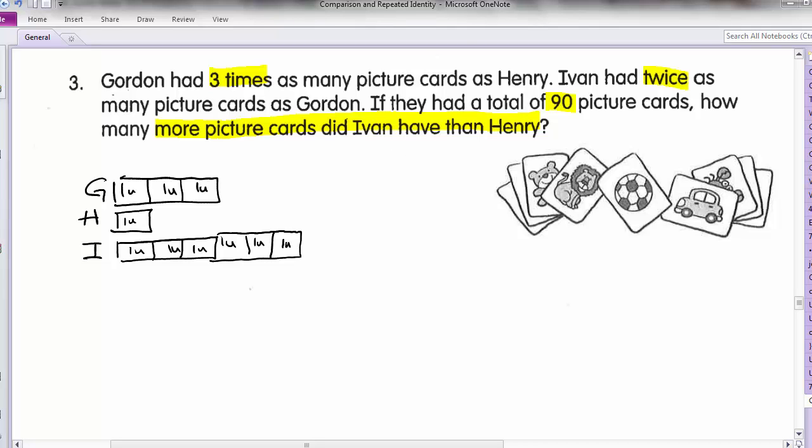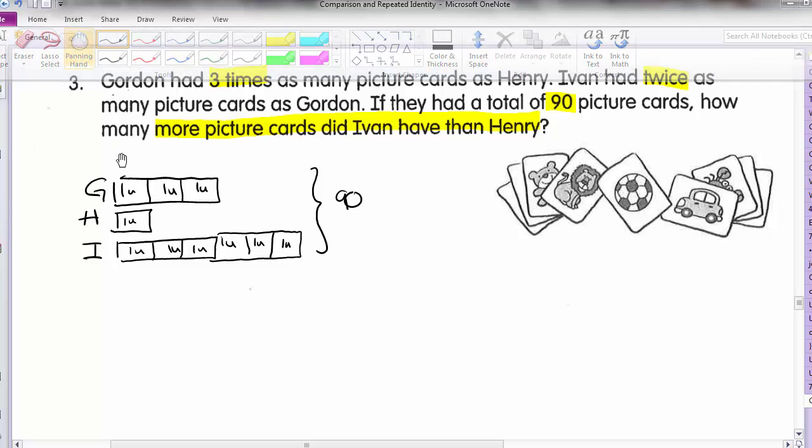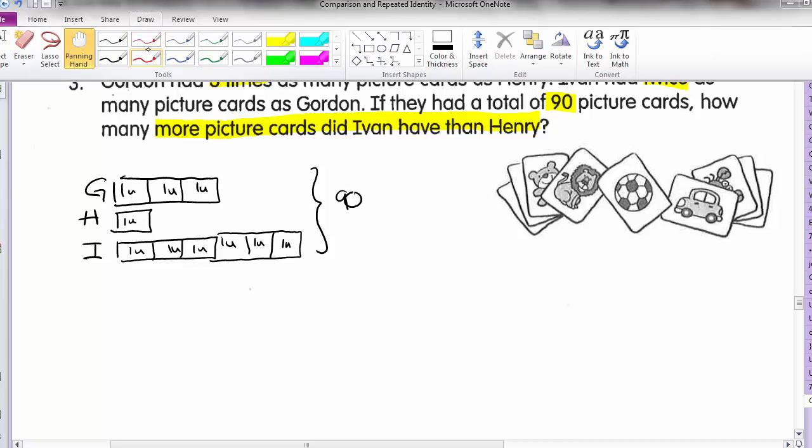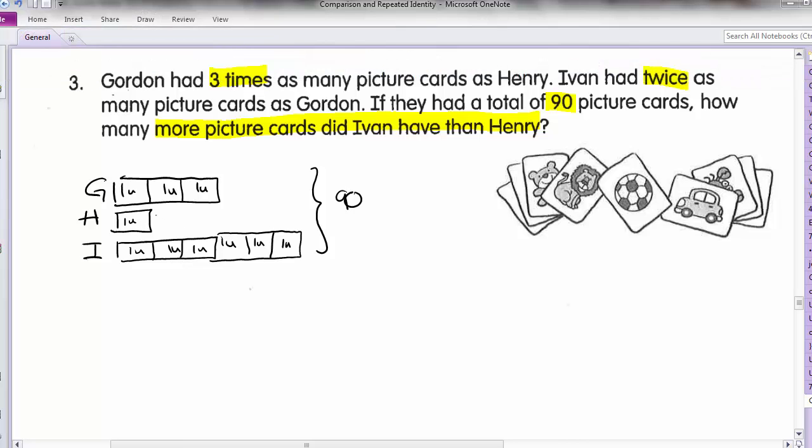Now, what else do I know? I know they have a total of 90. I'm looking for how many more picture cards did Ivan have than Henry. So let's look at Ivan and Henry. Where are they? Ivan is here, Henry is here. How many more did Ivan have? Ivan has 6 units. Henry has 1 unit. How many more? Yeah, 5 more. That means I'm looking for this part here. I'm looking for 5 units. So how do you solve it? Total number of units is 10.